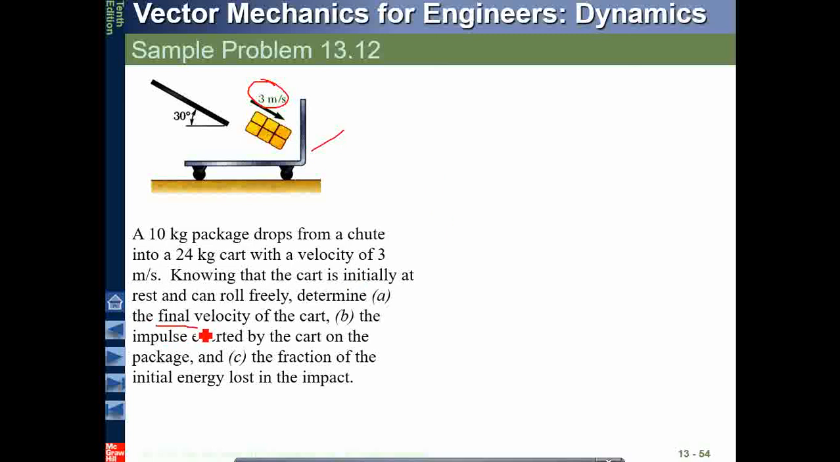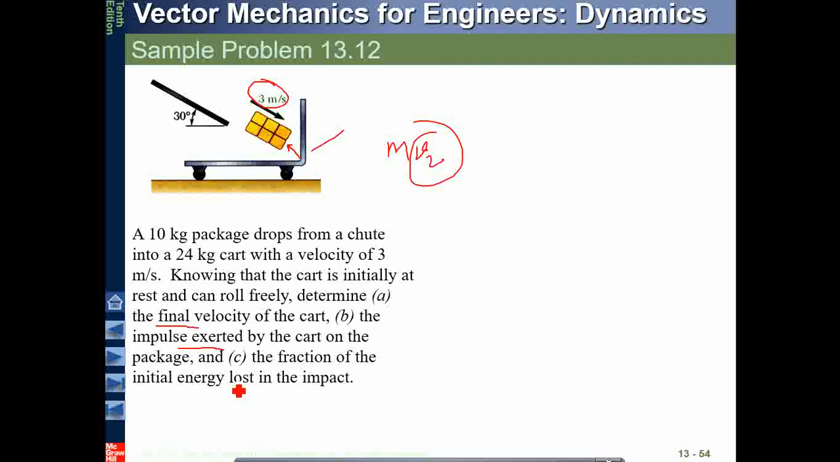The final velocity of the cart, and the impulse exerted by the cart on the package. First of all, the final velocity mv2, we have to find it out. Another thing, the impulse exerted by the cart on the package. That means once this package hits this cart, what will be the impulse offered by this cart to this package? That means it is working on Newton's third law of motion, action and reaction.